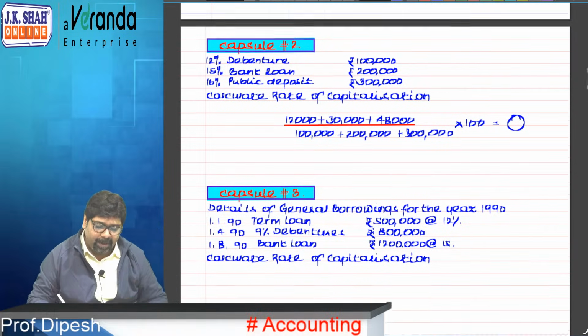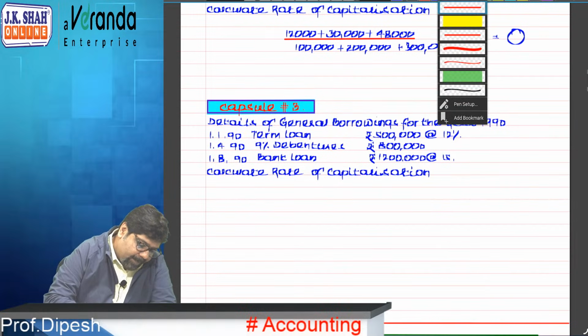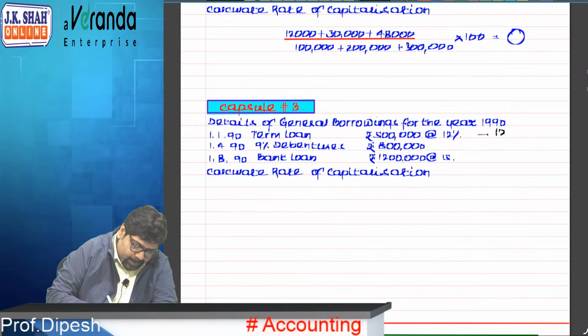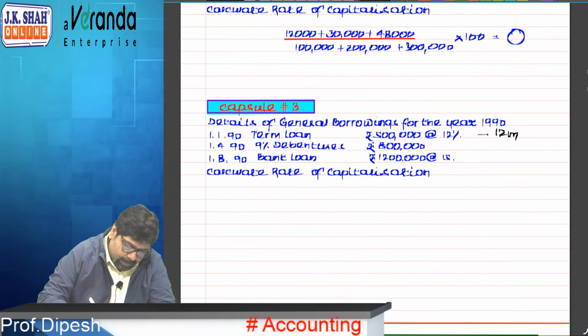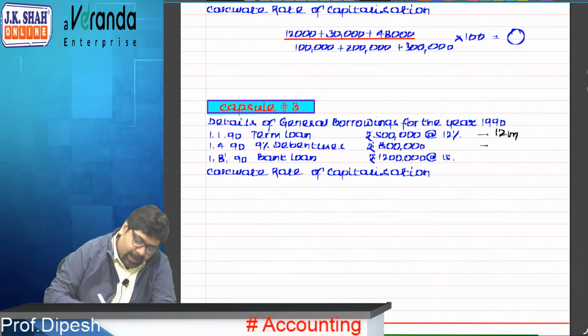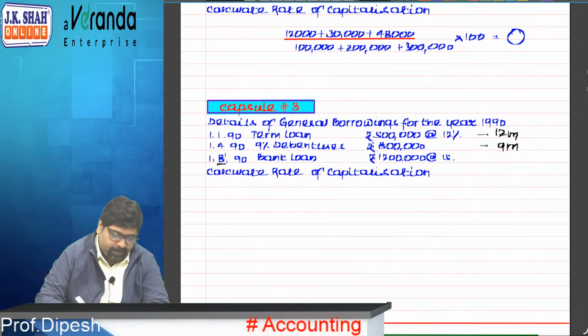This is simple. Look at this capsule chart. I have taken this loan on 1/1/90, so this was there for how many months? 12 months. 1/4/90, that means this loan, if the year ending is 31st December, this loan was there for how many months? 9 months. And if I had taken loan on 1/8, then this loan was there in the business for how many months? 5 months.